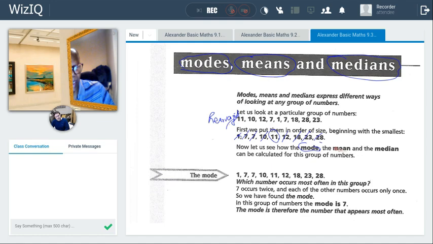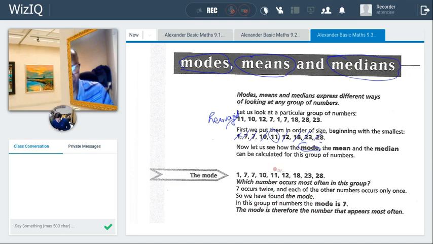The median is the number which appears in the middle of the list. 11 appears in the middle, so we have found the median. In this group of numbers, the median is 11. To obtain the median when there is no middle number, for example if you have a group of 8 numbers, you find the 2 numbers closest to the middle, add them together, and then divide by 2.